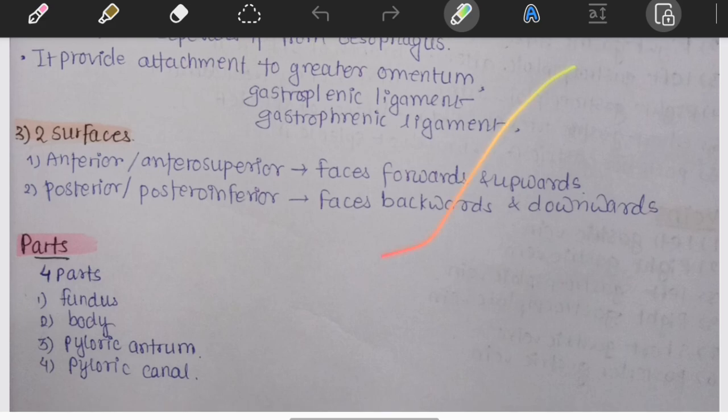But here's an important anatomical concept. When the stomach is empty, its surfaces can be described more as superior and inferior surfaces because the organ is collapsed. When distended, the anterior and posterior surfaces become more obvious. So don't blindly memorize directions. Think about the stomach as a flexible organ that changes orientation with distension.